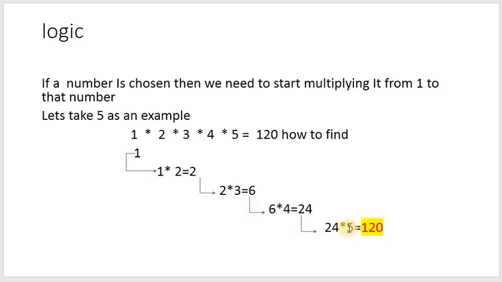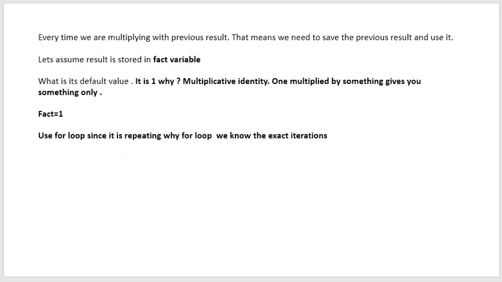Now what is happening here? At every step, from this step to this step, you are storing a result, right? Here you store result 1, here result 2, here result 6, here result 24. That means in each step you are storing the result and multiplying that result with the next number. So that becomes 120. That is the logic behind it, right?